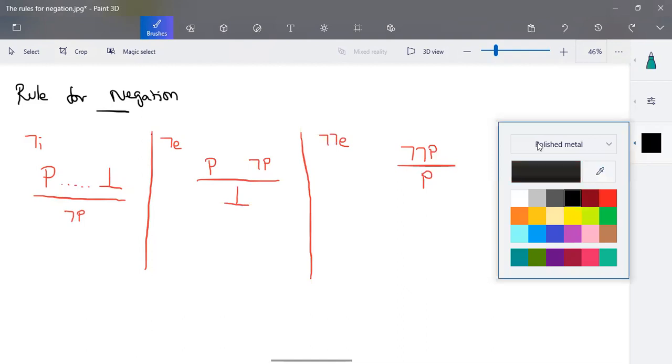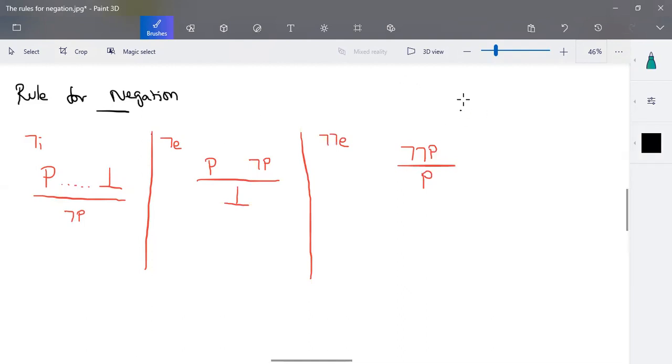I'll take one example where all these three are used, to show how it works. The first example I'm taking is negation P implies P, and this is going to derive P. I'm going to take the sequent and verify whether it is valid or not based on the natural deduction rules. The first step is to write the premise, that is negation P implies P. What we want to prove is P.